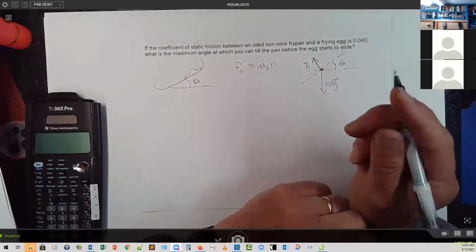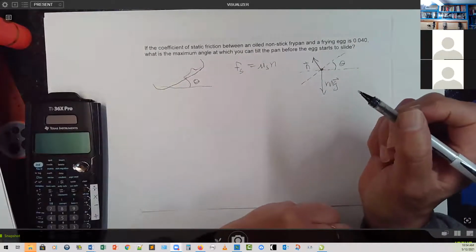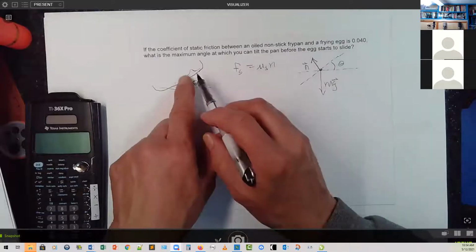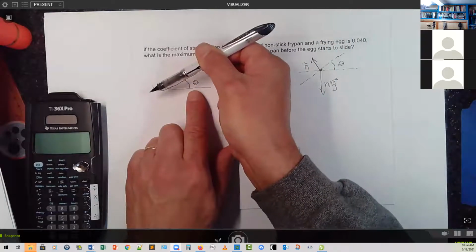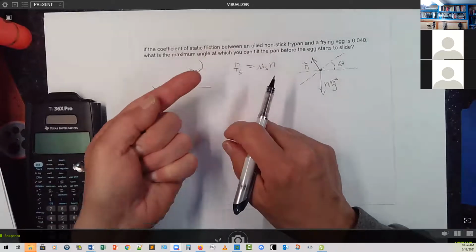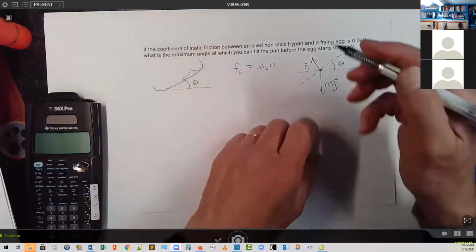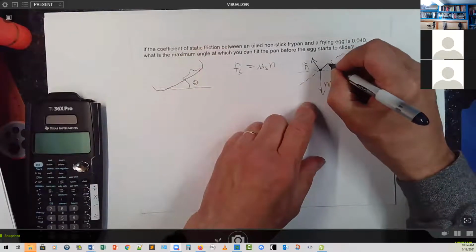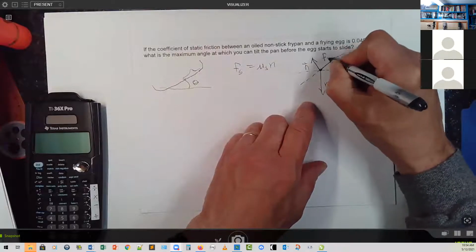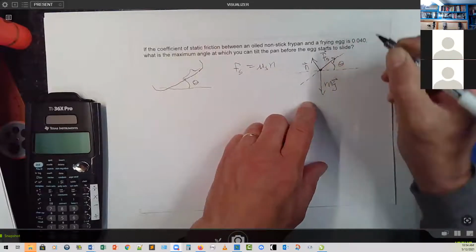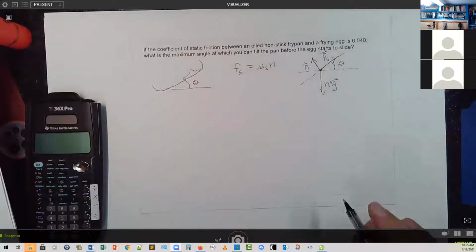Now, what about the frictional force, the direction of it? Well, it opposes the sliding. If the egg's going to slide, it's going to slide that way. The frictional force points in the opposite direction. And so it's going to be in this direction. Looks like that. It'll be the static frictional force.